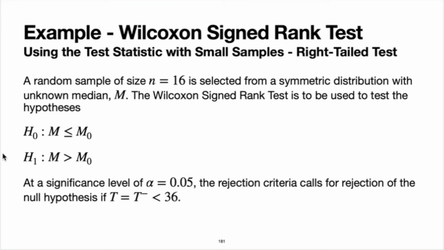In fact, here, let me go ahead and open this up. Now, by the way, because this is a right-tailed test, our test statistic t we're setting equal to t minus. Now we're performing a one-tailed test based on 16 observations at a significance level of alpha equal to 0.05.